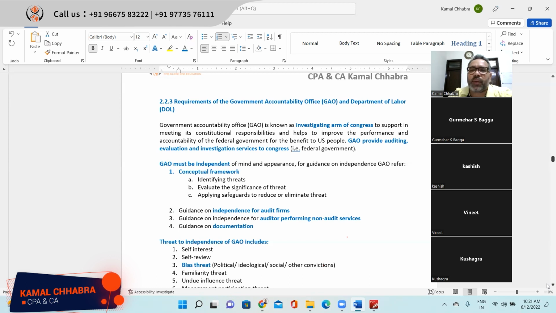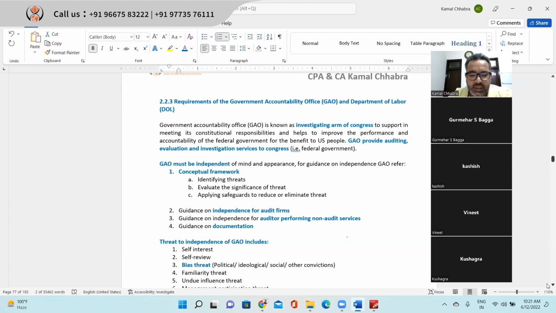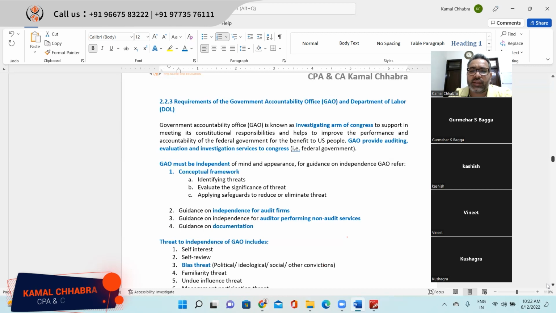So what is their primary responsibility? To make sure that government funds allocated through the cognizant agency to the respective entity, such as a not-for-profit organization, society, trust, church, or NGO, are passed on for the benefit of the individuals and the US people. That is their ultimate responsibility. For that, GAO provides auditing, evaluation, and investigation services to the Congress through the cognizant agencies.